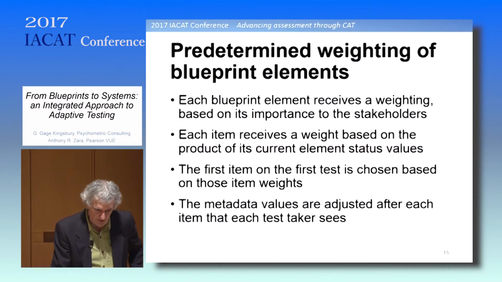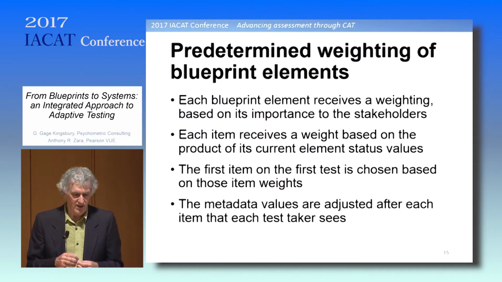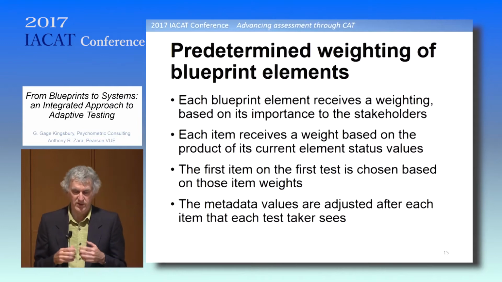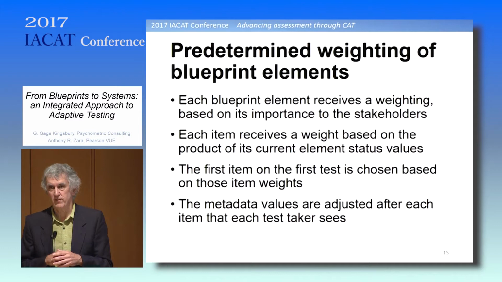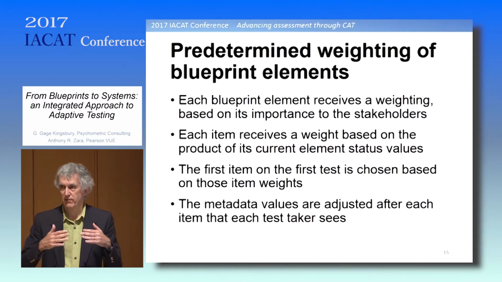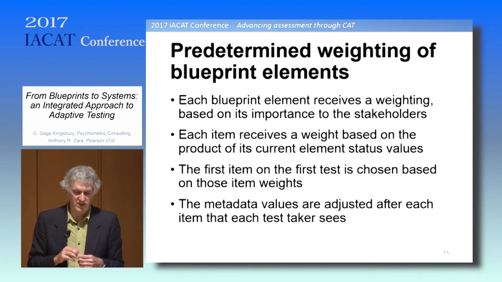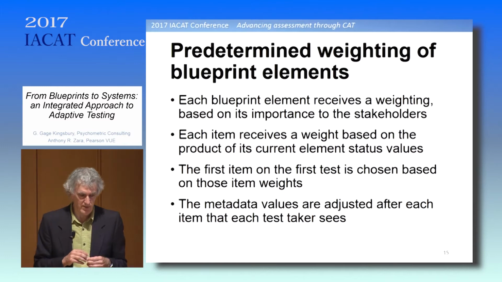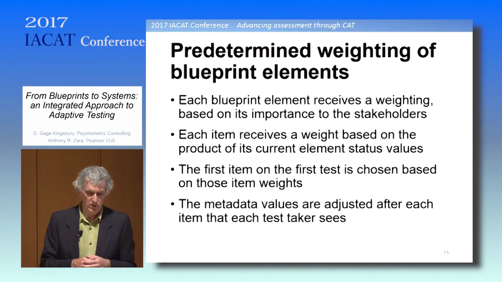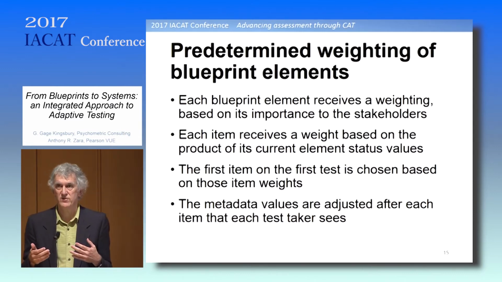So let's talk about what a dynamic adaptive testing system might look like. First, we need predetermined weighting of blueprint elements. And when we talk about blueprints now, we're talking about an expanded blueprint from the one that Tony showed. I'll give you an example of a piece of one of these expanded blueprints in just a little bit. But each blueprint element will receive a weighting based on its importance to stakeholders.